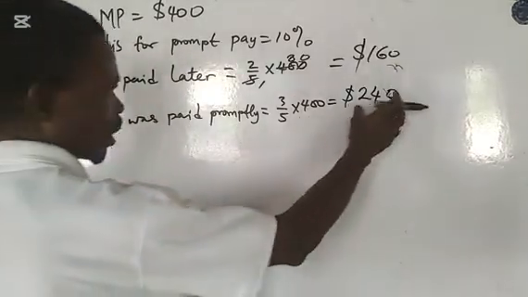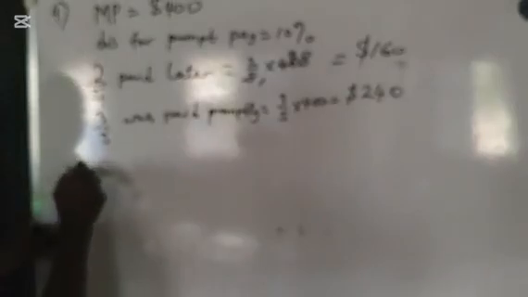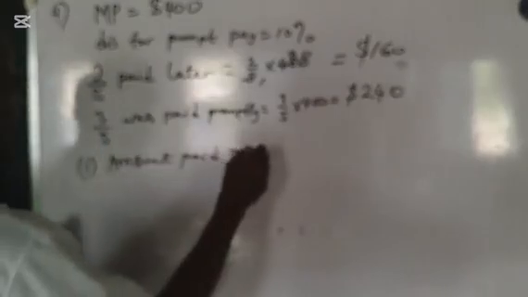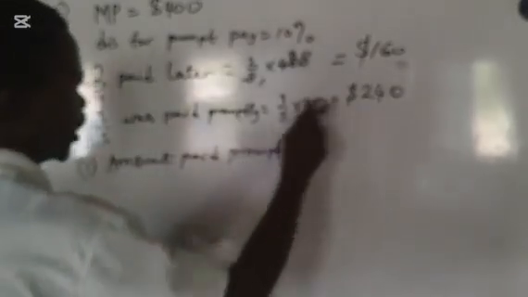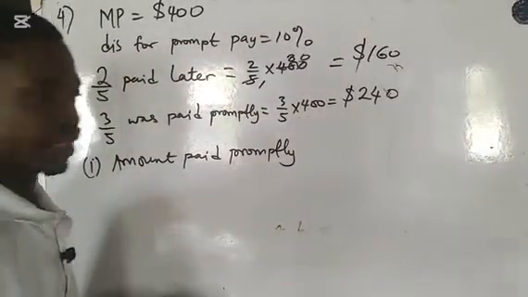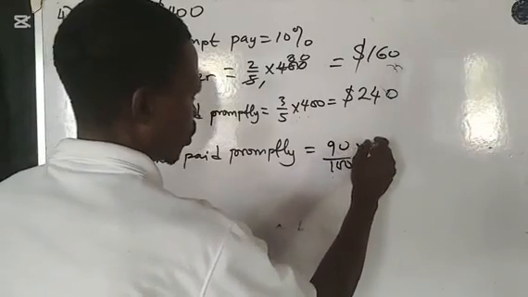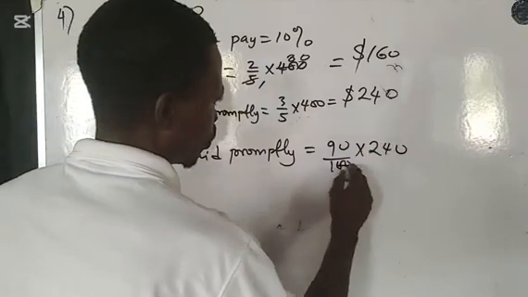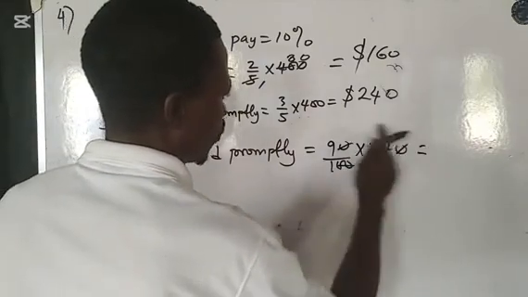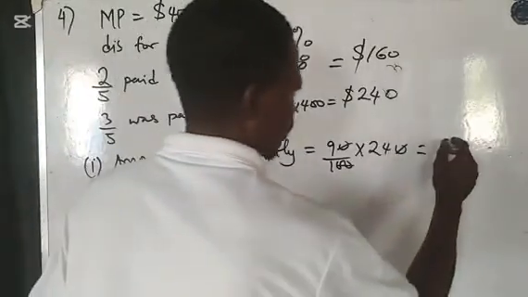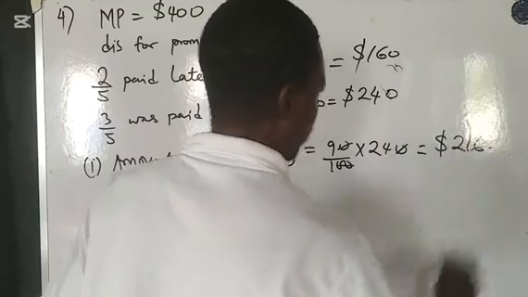But he enjoyed a percentage on this one. So the amount paid promptly is not actually this one because he enjoyed 10%. So we do 90/100 times 240. 20 will cancel 20. If you multiply 9 by 24, you're going to get $216.